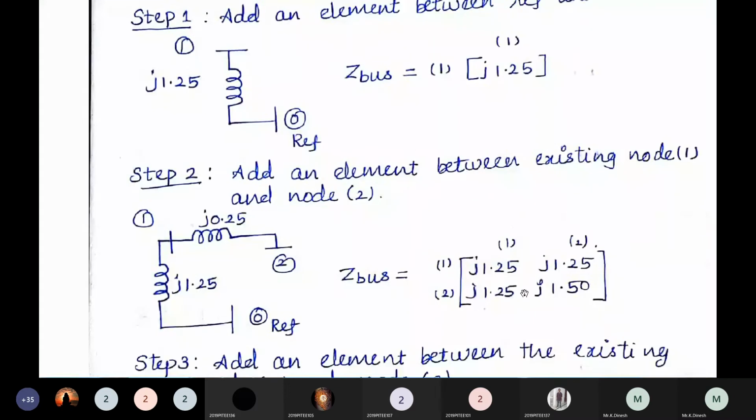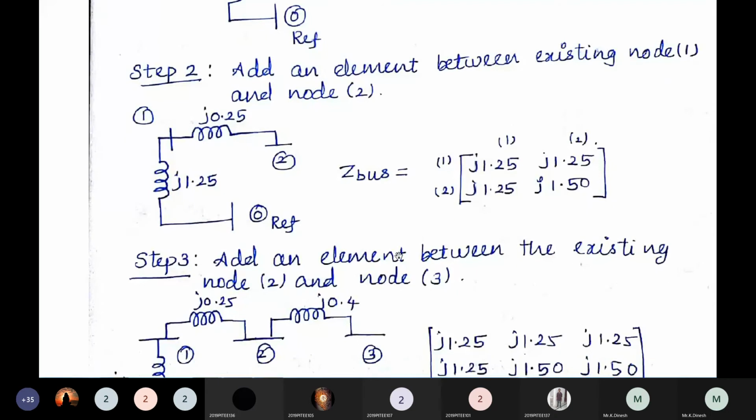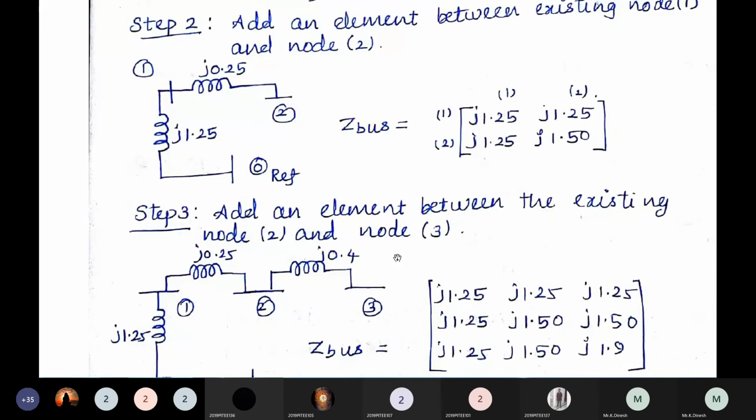J1.25, J1.25. Here also J1.25. And it is your arithmetic operation, 1.25 plus 0.25. So next, I am extending with my node 3. Now node 3 is added.